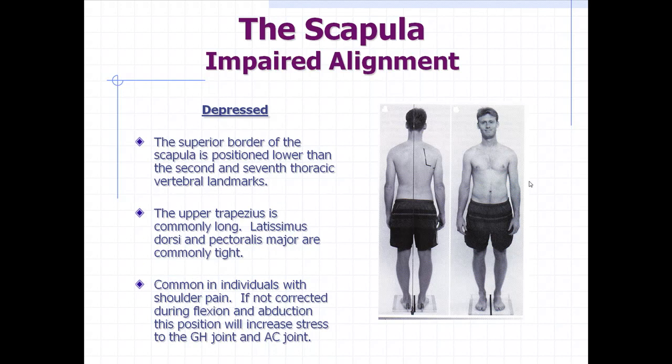Depressed scapulae: here we can see on this chap, the scapula itself looks like it's lower than it should be, so it doesn't sit at the top of the spine. The top of the scapula itself doesn't sit opposite the 2nd thoracic vertebra. In this situation, we often have excessively long upper trapezius, but tight structures such as latissimus dorsi and the lower fibers of pectoralis major.